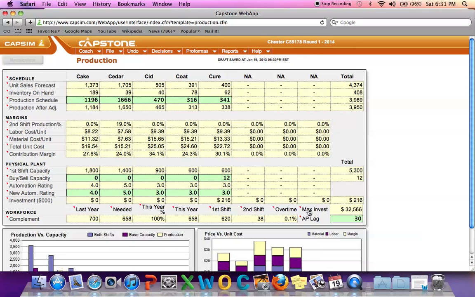Now the max investment that we can make here is going to be this figure right here. That's the max that we can go up to. So we can make improvements across the board or improvements in a certain niche area, and we can make it all the way up to that.